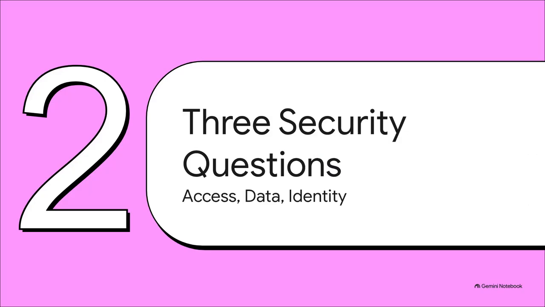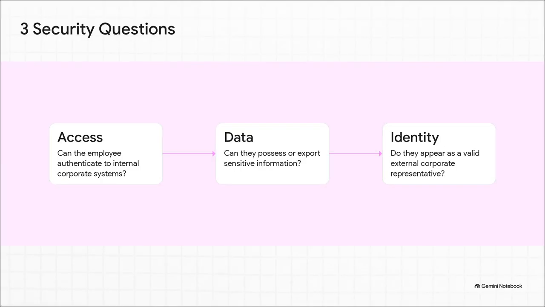So that brings us to part 2, 3 vital security questions. To actually secure the offboarding process, organizations desperately need a better framework. Every single offboarding protocol has to answer these 3 layers systematically. Number 1, access. Can the employees still log in to Microsoft 365 or the VPN? Number 2, data. Can they still possess, export, or retrieve sensitive customer lists or files?